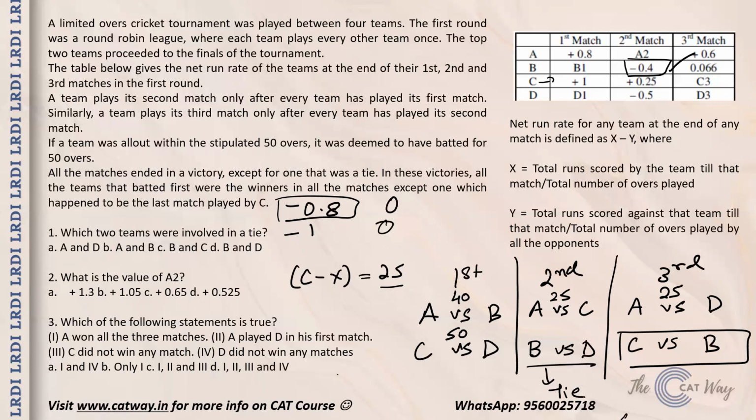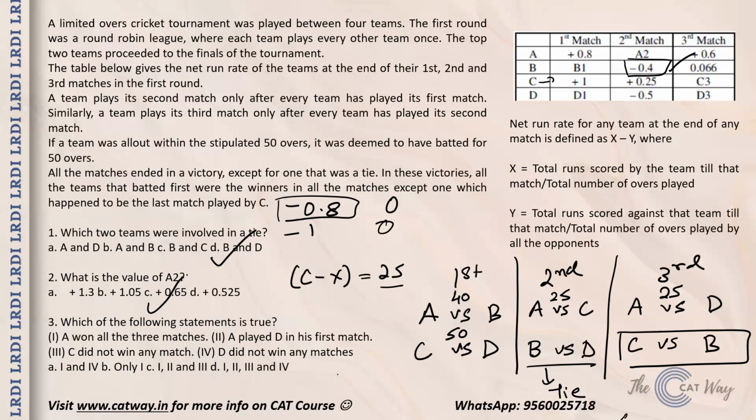So moving to the questions: which two teams were involved in the tie? It is option D, B and D. What is the value of A2? We calculated it as 0.65. And which of the following statements is true? A won all three matches. Yes, it did. A played D in the first match. False. C did not win any match. False. D did not win any match.